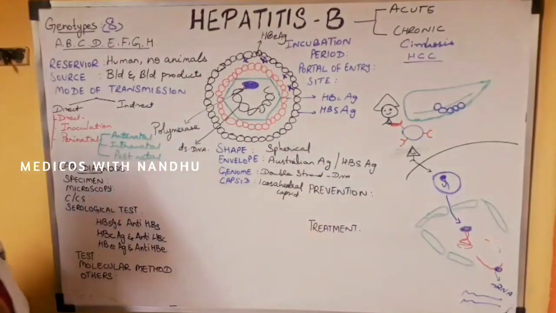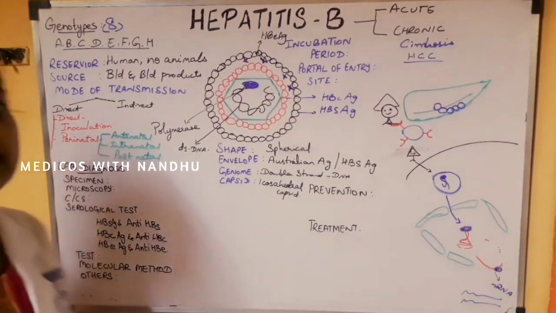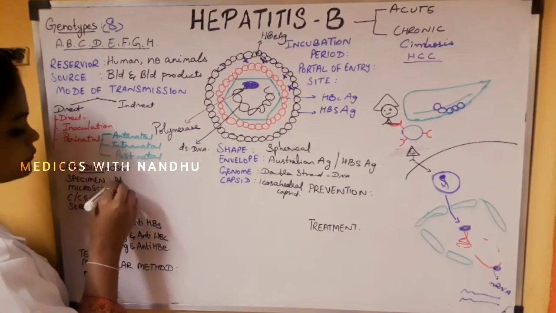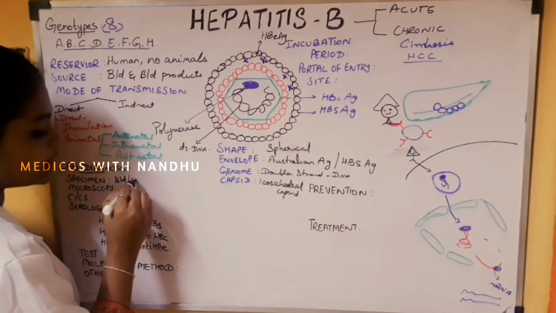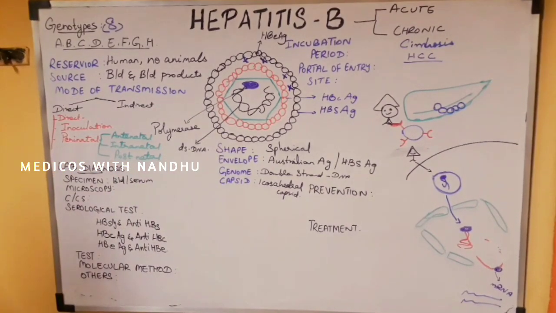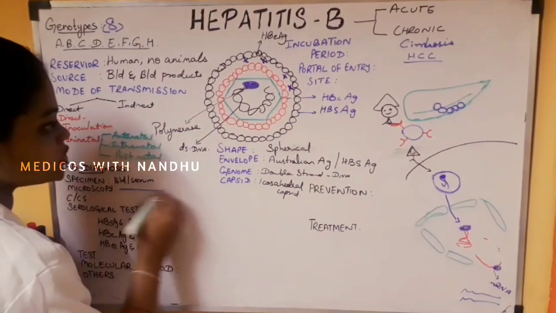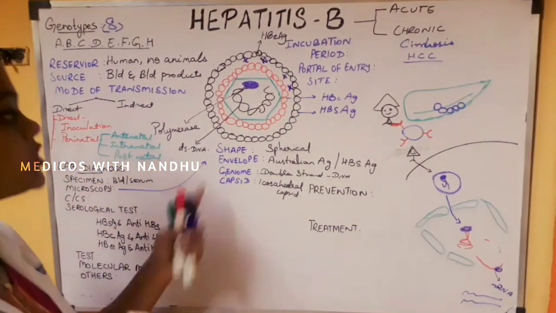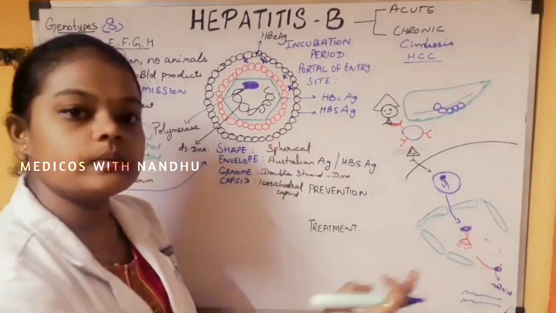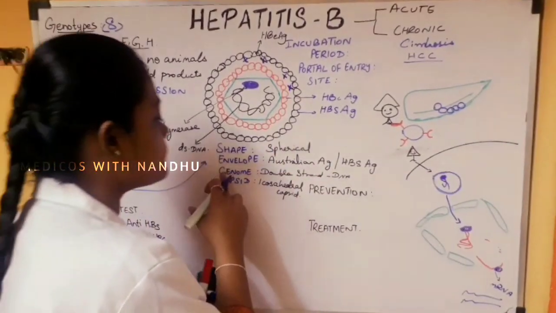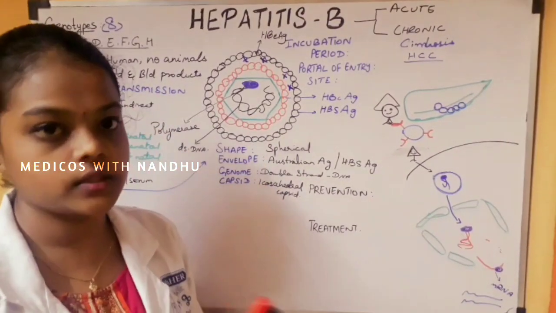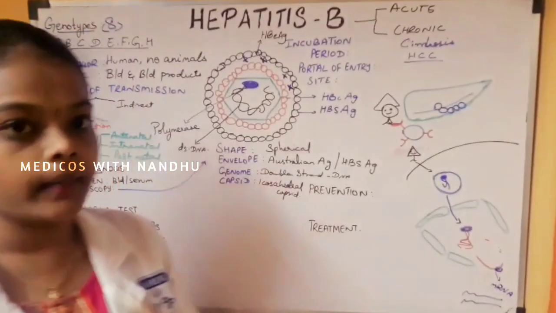And coming to lab diagnosis, the specimens collected from the patient are blood products and serum. Okay, so microscopy: through the microscope, we have to check whether the shape is spherical or not. Envelope, hepatitis B surface antigen will be present, and the genome is double stranded DNA, with an icosahedral capsid. So this can be observed through the microscope.